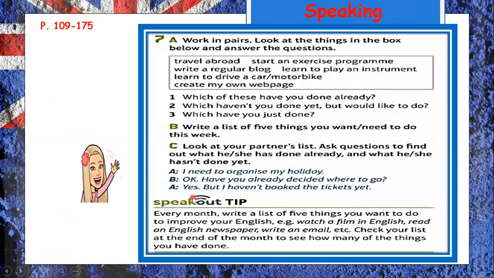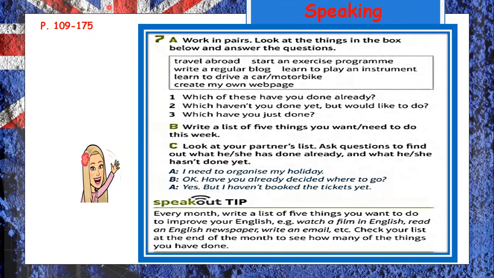Now in this part, you need to work in pairs or look at the things in the box below and answer the questions. We have: travel abroad, start an exercise program, write a regular blog, learn to play an instrument, learn to drive a car or motorbike, create my own web page. Which of these things have you done already? Which haven't you done yet but would like to do? And which have you done?